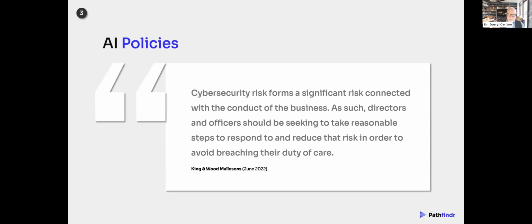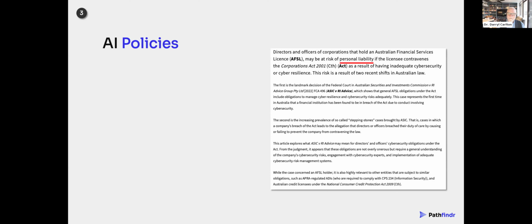AI policy is not exclusively for technologists. It's not about how the technology teams execute AI. There is a role of senior executives and policymakers in the execution of AI. And what we have seen is that where company directors and senior executives have failed to follow governance and oversight, they have been held personally liable for breaches.